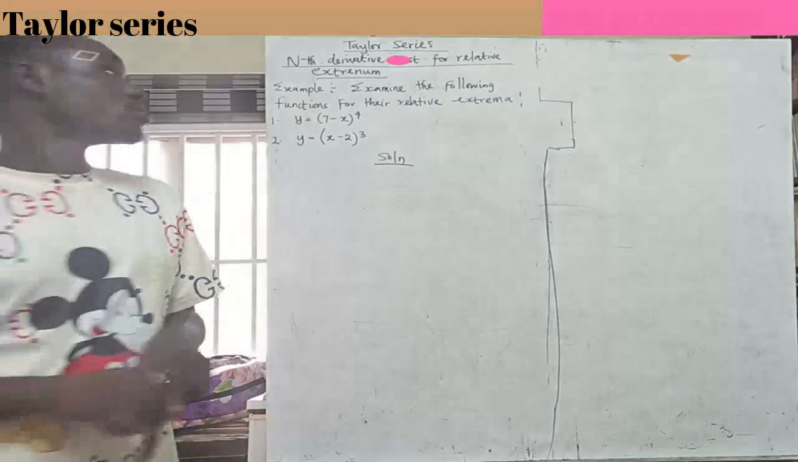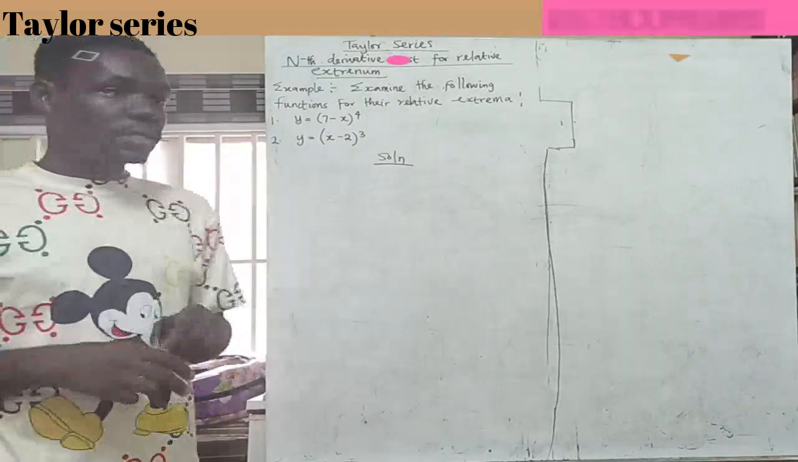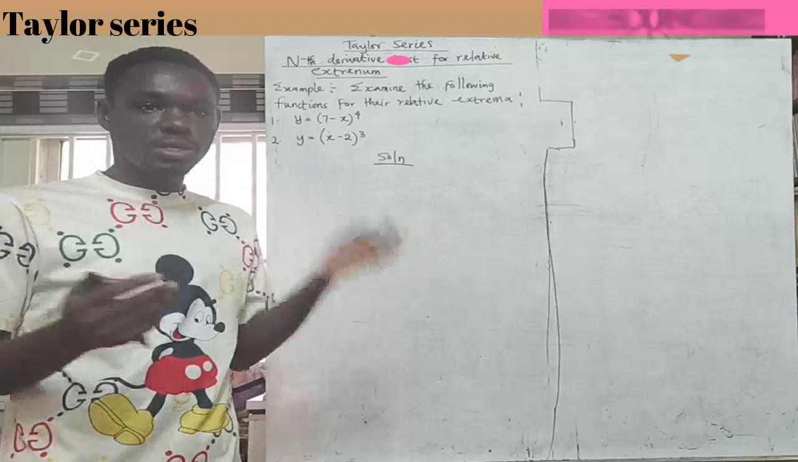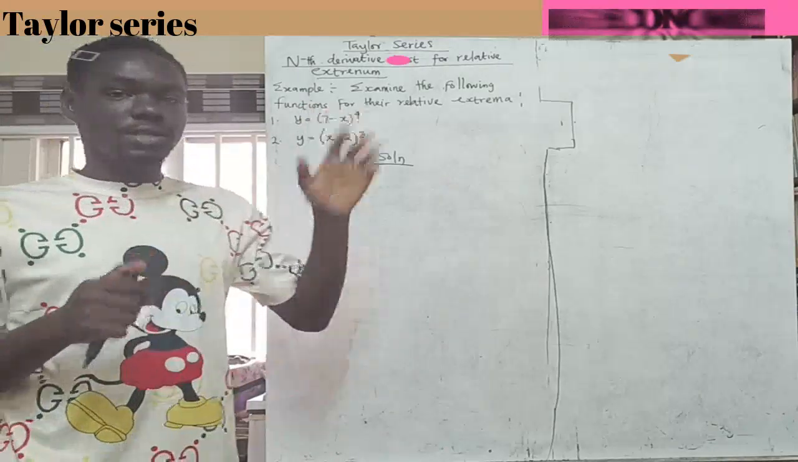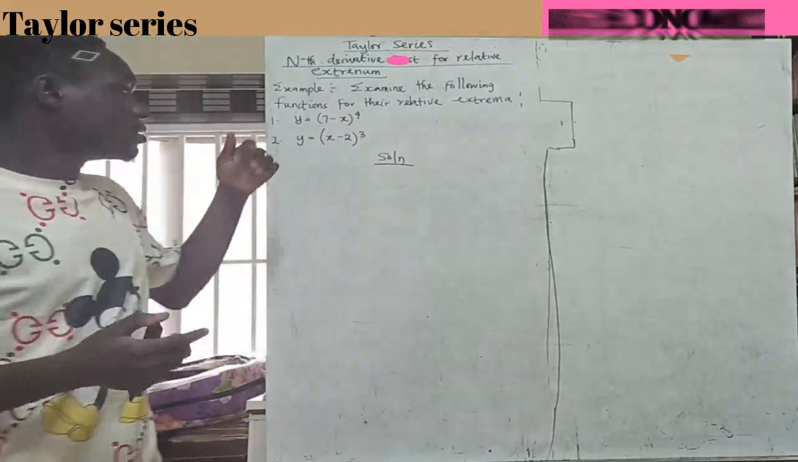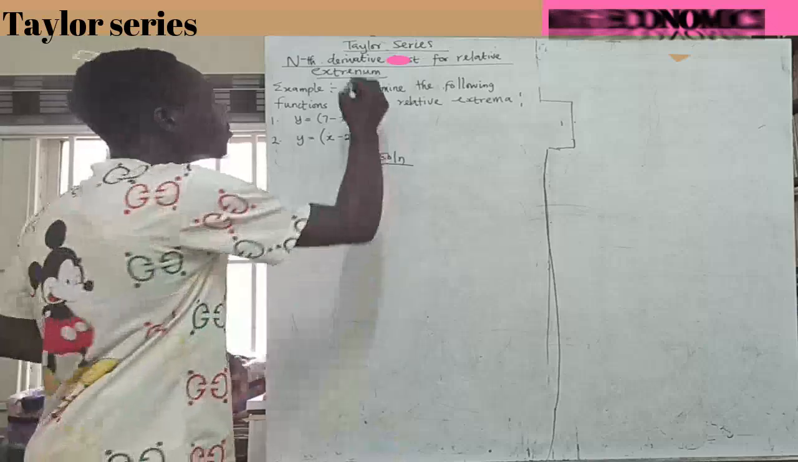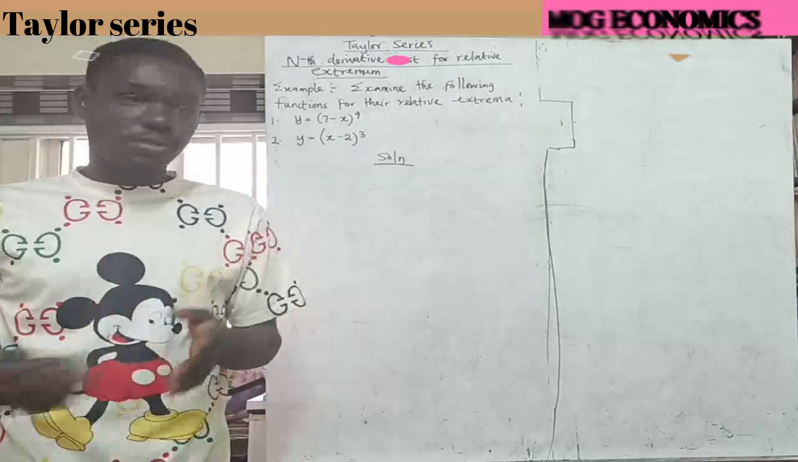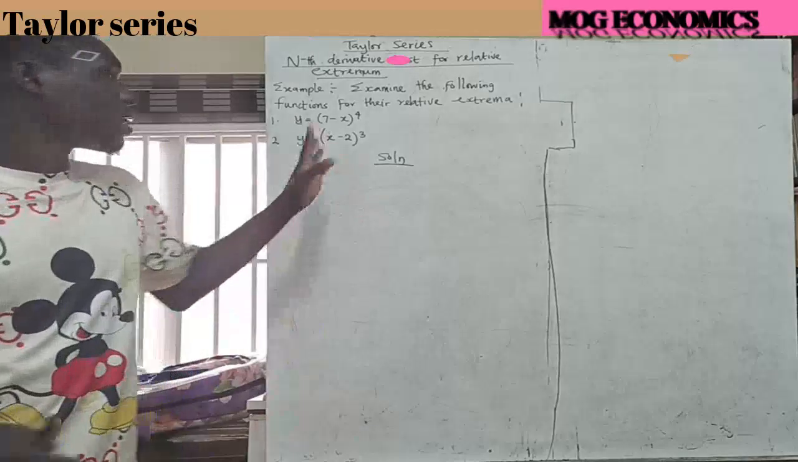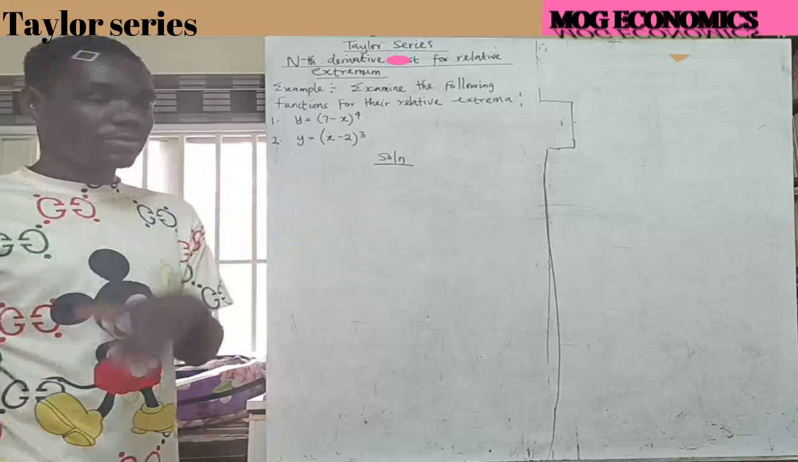And today we are going to be looking at examples on those cases we looked at in the last class. On the Taylor series, how to use the Taylor series to determine the relative extremum of functions. In this class, we're going to be seeing the real examples of those cases that we developed.